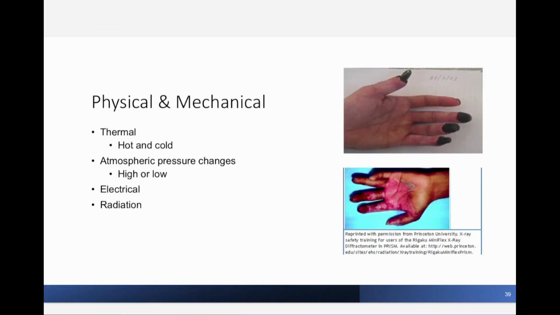Physical, mechanical. So here's your frostbite. You see the tips of their fingers are necrosed because of frostbite. This is an electrical burn, I think. No, X-ray. This is a radiation burn on the bottom there. Atmospheric changes, high pressure, low pressure. People who go scuba diving know all about pressure changes. If you come up too fast, you get the bends. Again, it's a physical problem because of atmospheric changes, electrical and radiation burns.